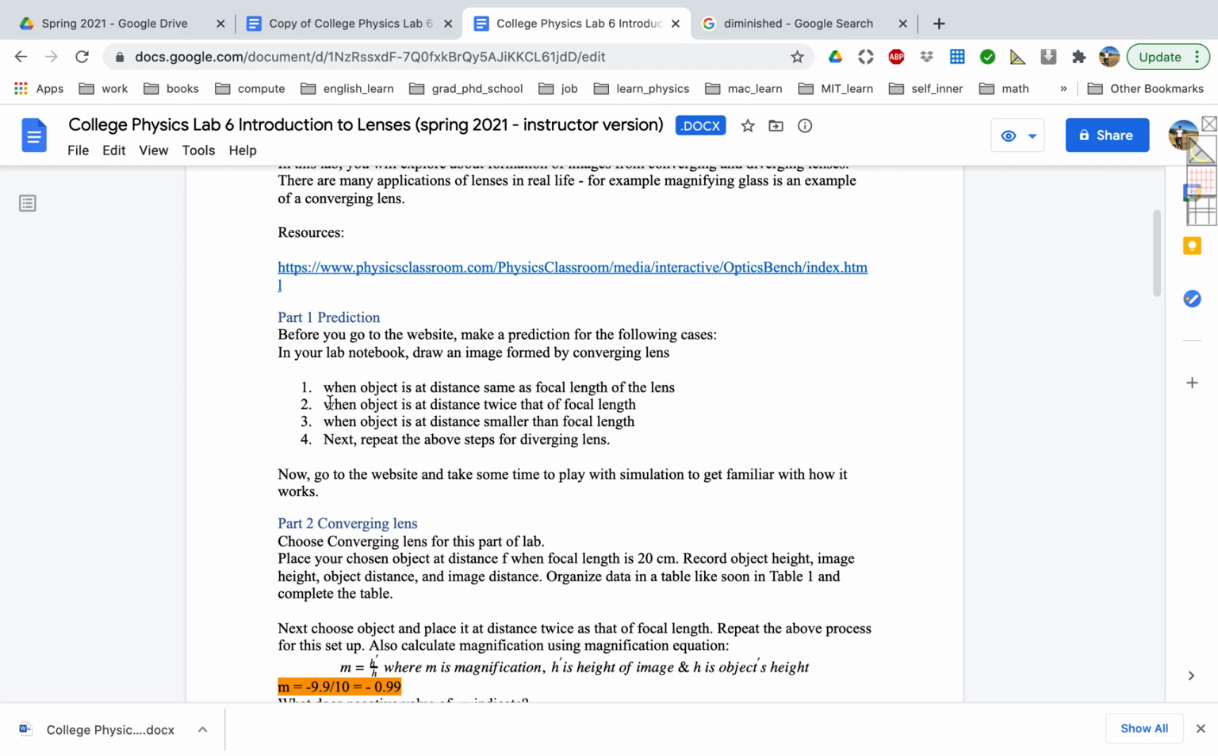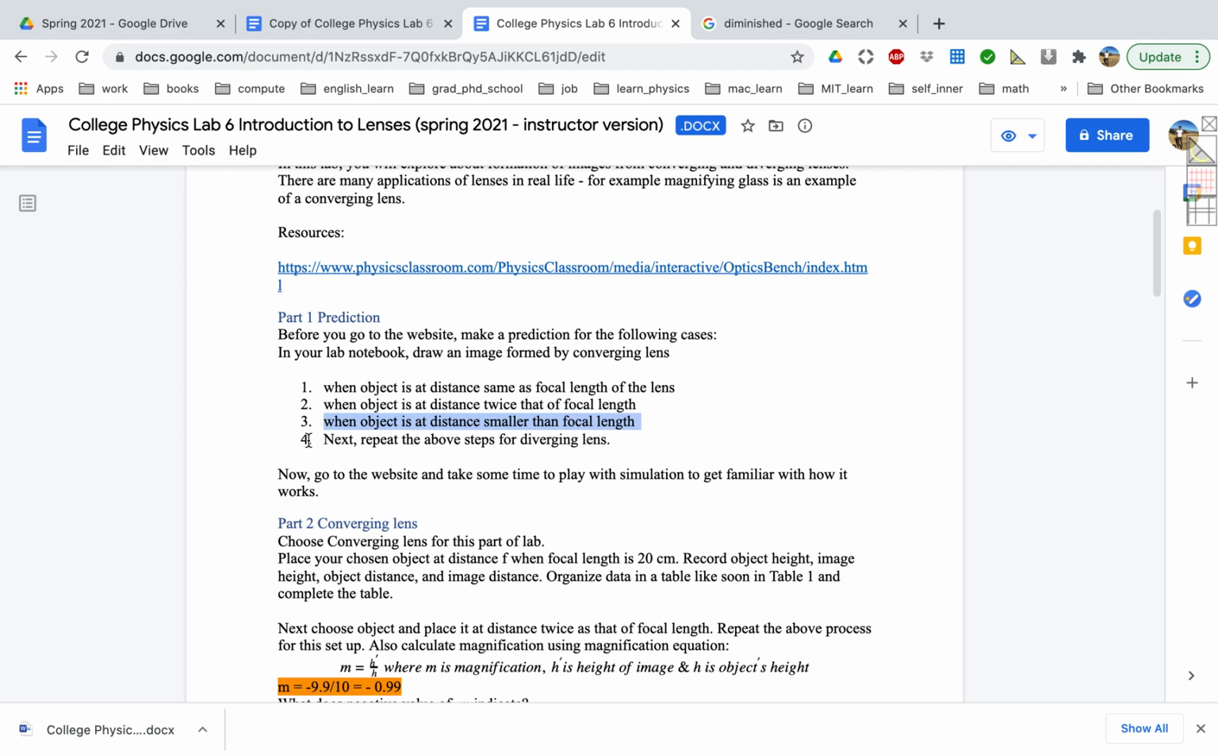Second is when the object is at a distance twice the focal length, so the distance between the lens and the object is now 2 times f, right? And then number 3 is when the object is at a distance smaller than the focal length. So basically the object will be between the lens and the focal point.